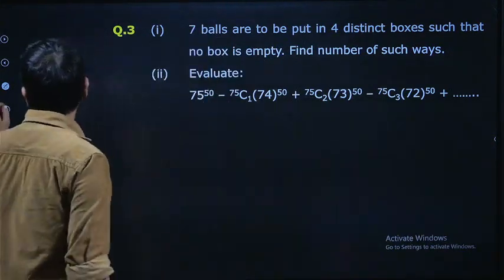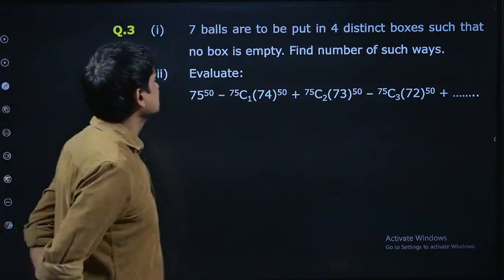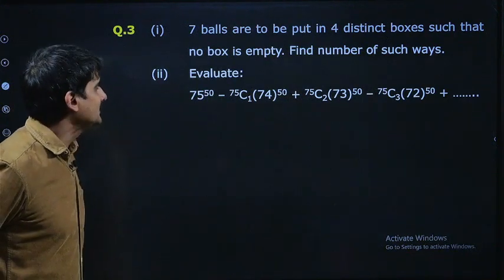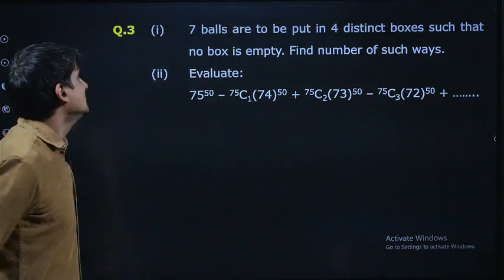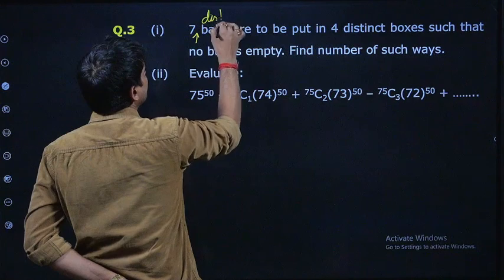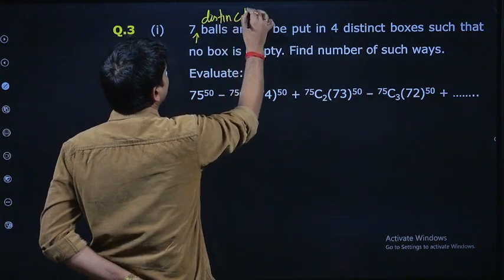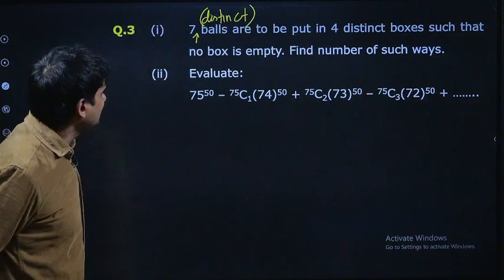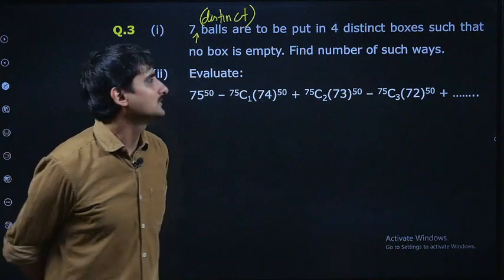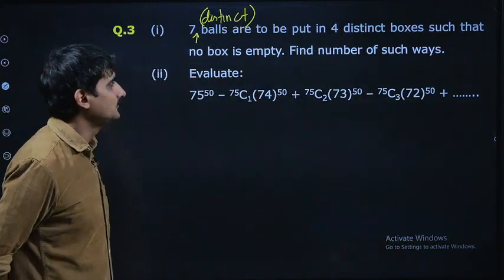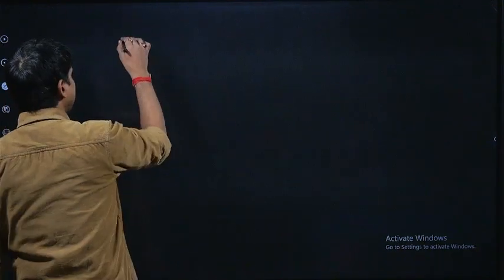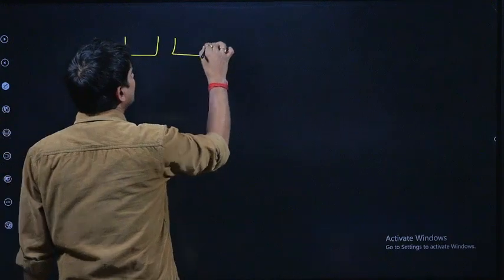Okay, so let's start. The first question is: 7 balls are to be put in 4 distinct boxes such that no box is empty. Find the number of such ways. Of course, if nothing is said, we will assume the balls to be distinct. Again, I am repeating, if nothing is said, then we assume them to be distinct. So 7 distinct balls are to be put in 4 distinct boxes such that no box goes empty.